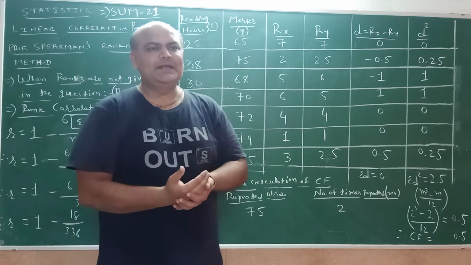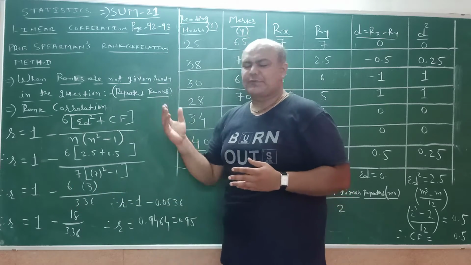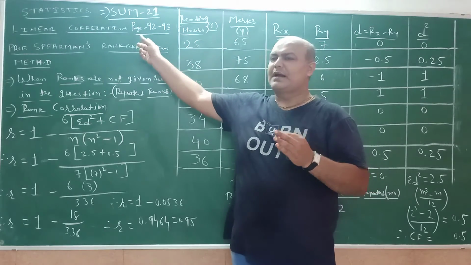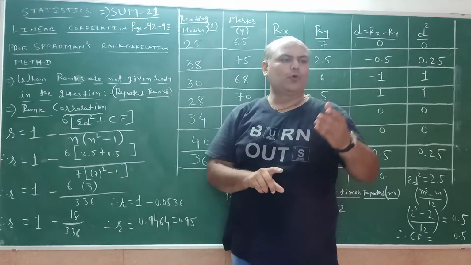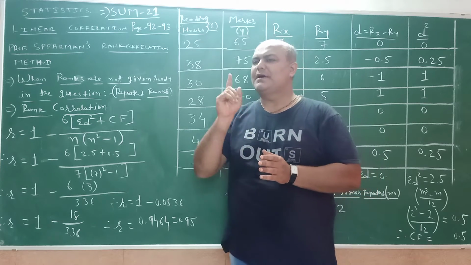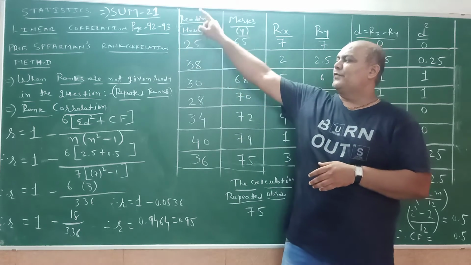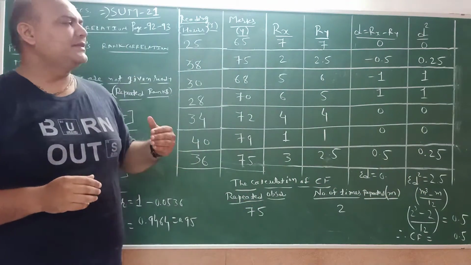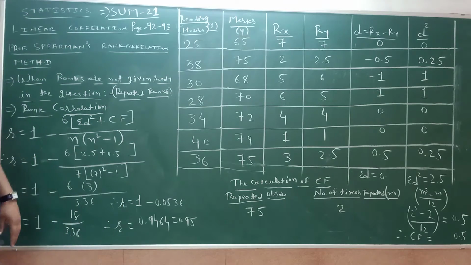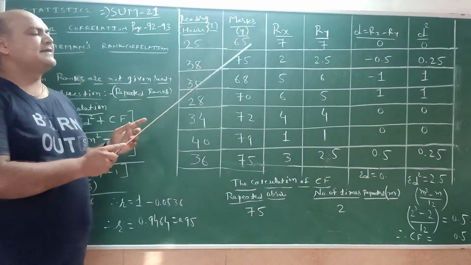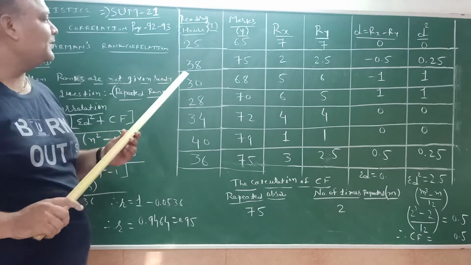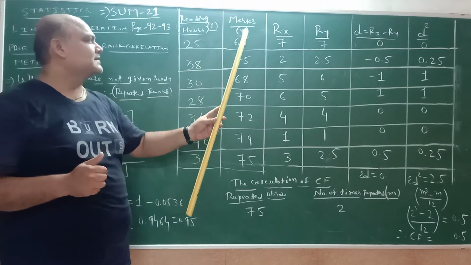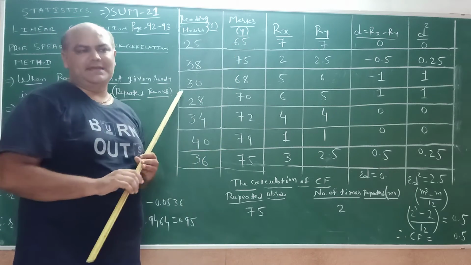So students, please open your textbook. This is the question from the textbook: textbook sum number 21, page number 92-93. The 21st question provides us two columns. First is reading hours and second is marks. Reading hours we denote by X and marks we denote by Y.